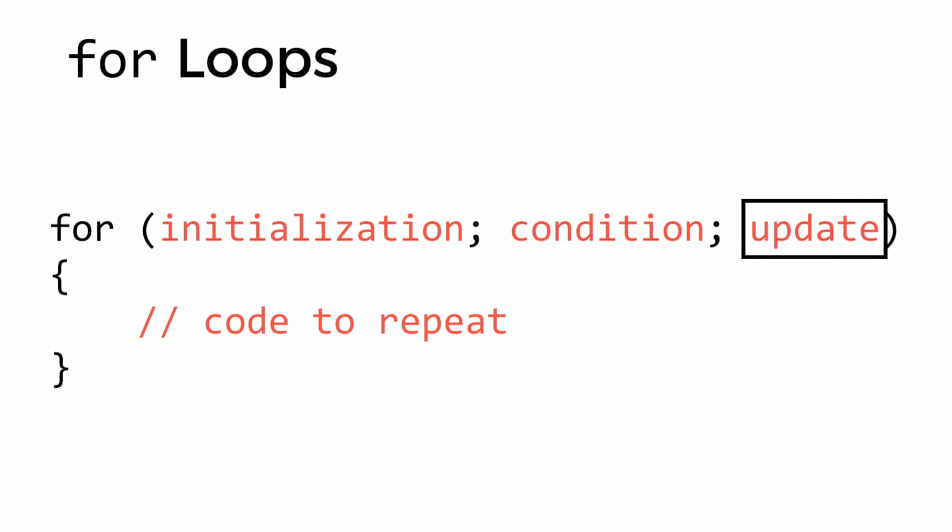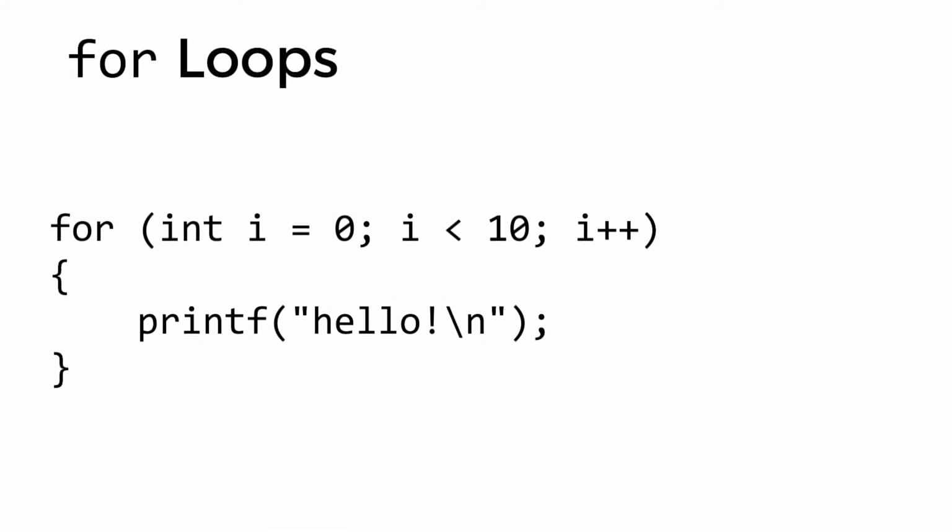And finally, we have an update, which is what code runs at the end of every iteration of the loop. And ideally, this is probably going to be updating that variable that we set up in the initialization step. So what might this look like? Well, if I wanted some code that printed hello 10 times, for example, the code might look a little something like this. We first initialize a counting variable that we're going to call i, and set it equal to 0 initially.